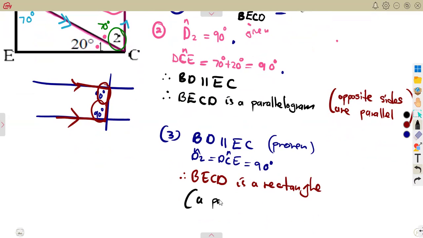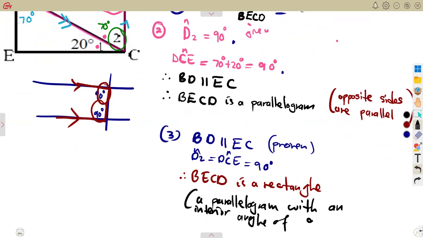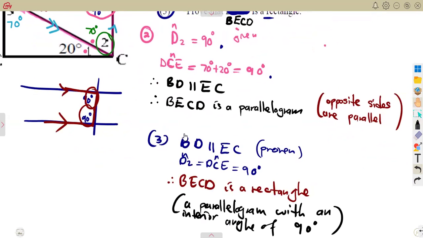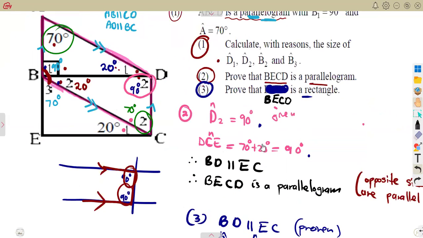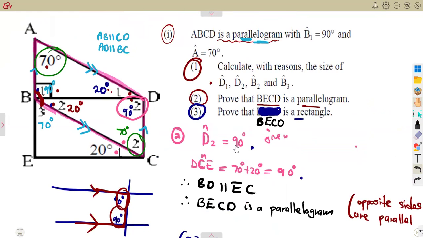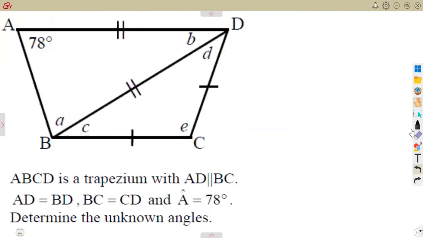Remember, that's a parallelogram with an interior angle of 90 degrees. So those are the properties that you need to know. Remember your properties. I want you to work from your properties. Do you understand the properties of the shapes? In order for you to prove that, you must know the properties of the shape.